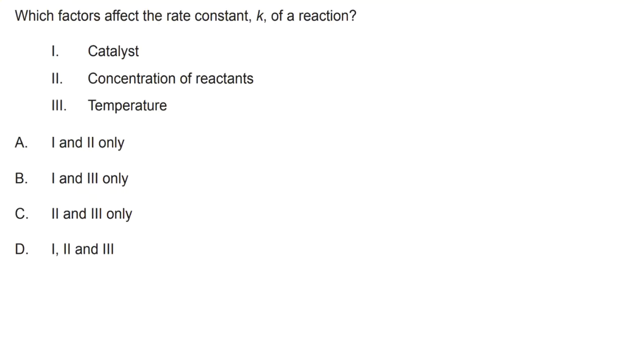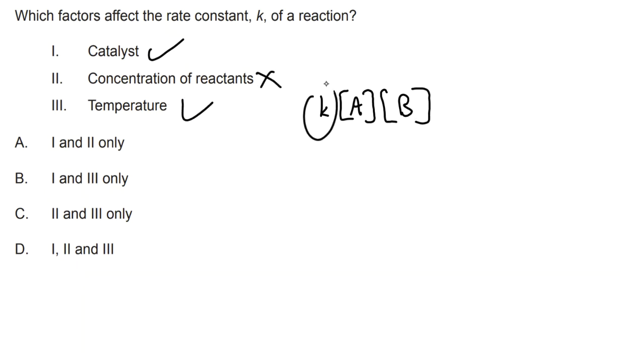Which factor affects the rate constant of a reaction? Rate constant is how fast something's going. This does. Concentration of reactants, remember, that actually affects the square bracket, so it does not affect this. And temperature does affect it because the rate constant is temperature dependent, so it's going to be 1 and 3.